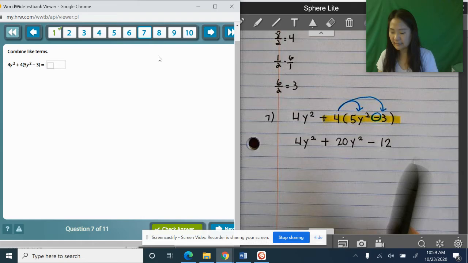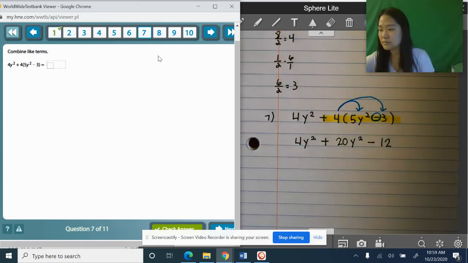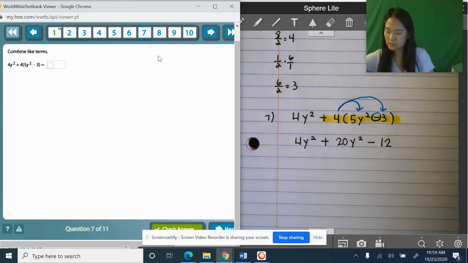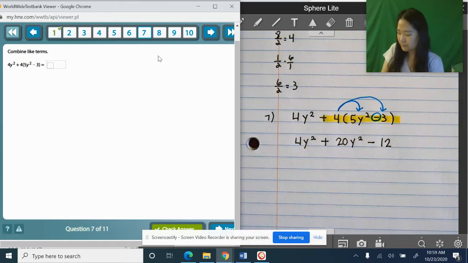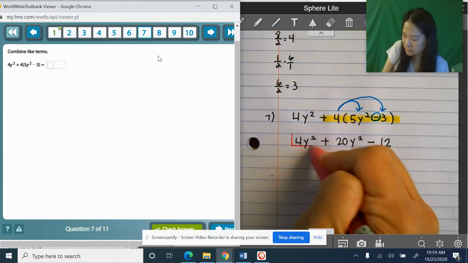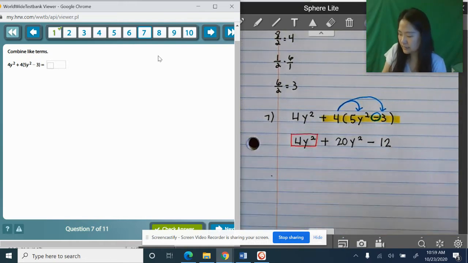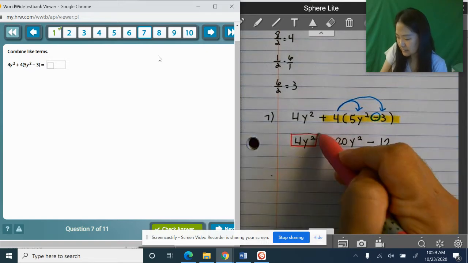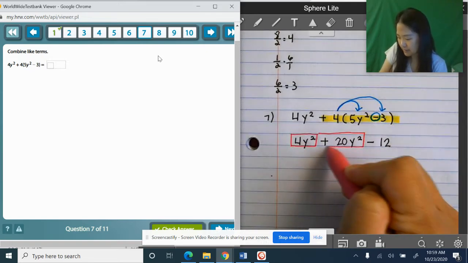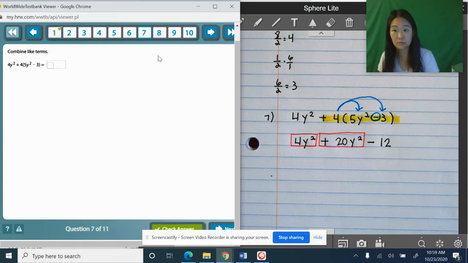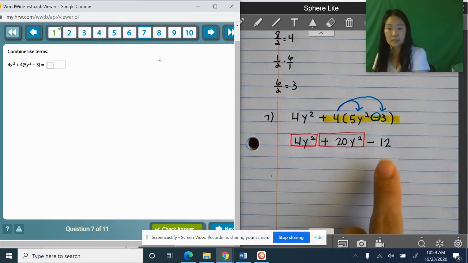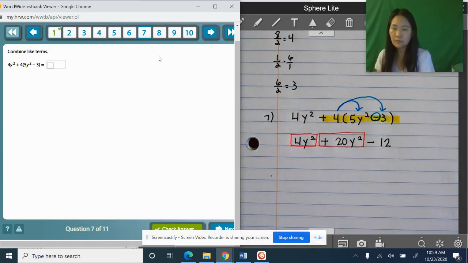Now, I can combine the like terms. Well, let me see what the like terms are. So I have 4y to the second power, and then plus 20y to the second power. And those are the like terms. And then minus 12 doesn't have any like term, okay?